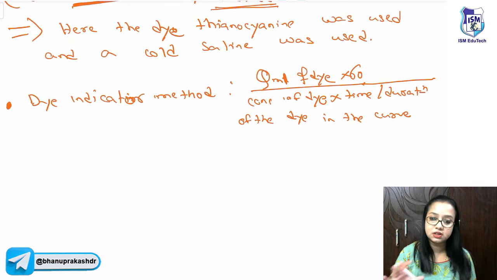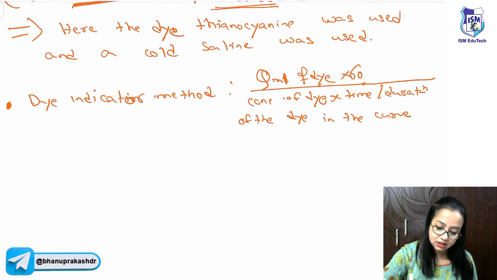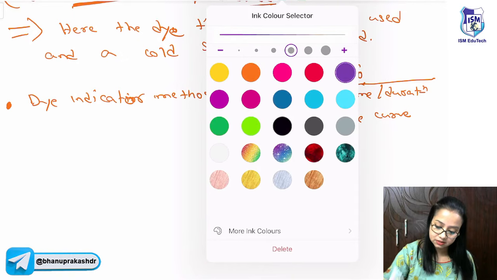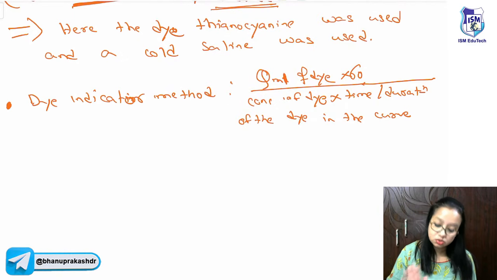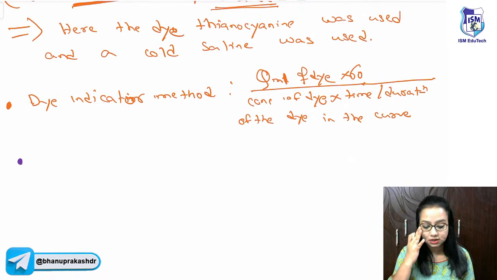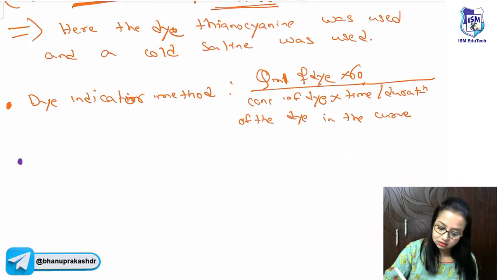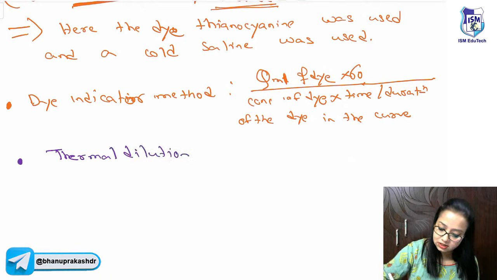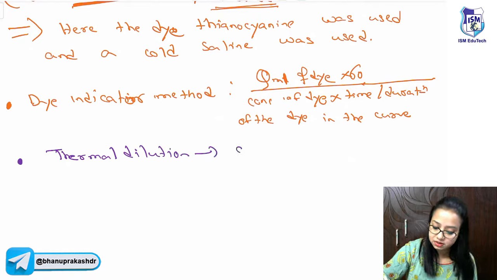Just have an idea what it was. You don't have to be very serious about this method. So this was the dye indicator method, which was painful and gave a lot of wrong results, so it became obsolete. The other one is the thermal dilution. So in thermal dilution, what happened?